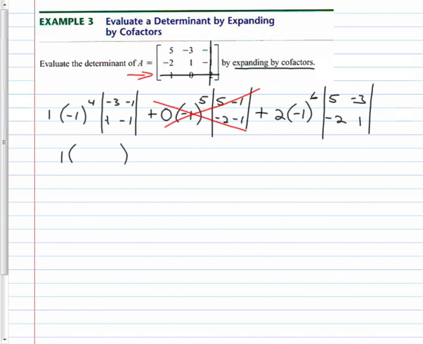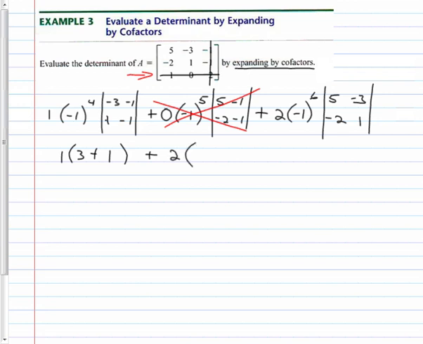Negative 3 times negative 1 is 3. Minus 1 times negative 1 is negative 1. Minus the negative 1 plus 1. Plus 0, don't need to worry about that. Plus, let's come over here. What's negative 1 to the 6th? 1. 2 times 1? 2.